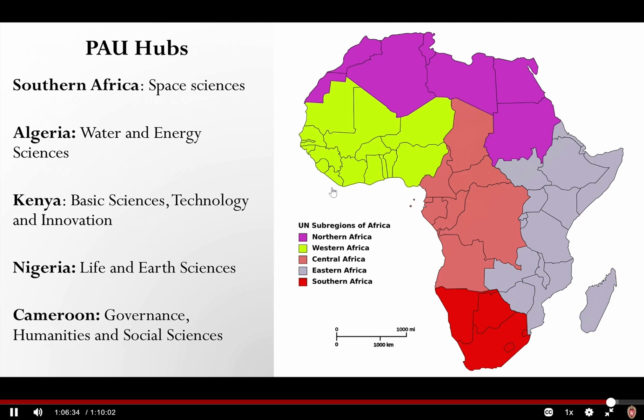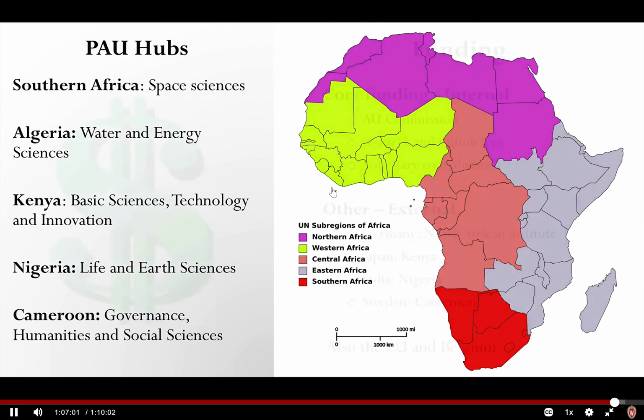There's hubs in the 5 regions of the continent, and it identifies areas that are strategic to the development of the African continent: space sciences, water and energy sciences, basic sciences, technology and innovation, life and earth sciences, governance, humanities and social sciences. And this is a collective effort that brings together the African continent in figuring out their own future.